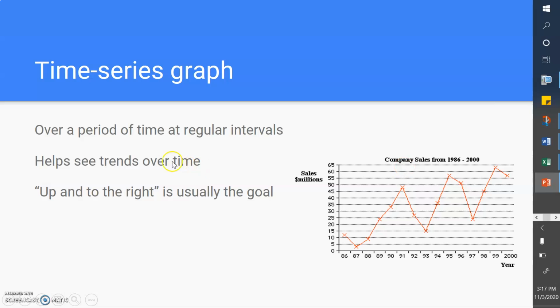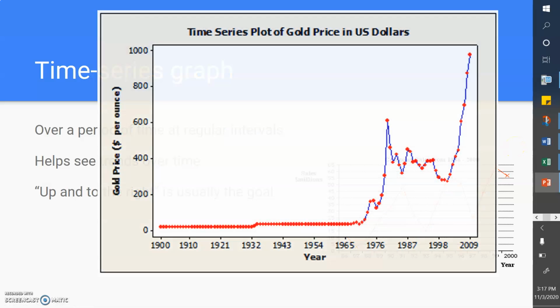Up and to the right is usually the good goal. You'll hear that a lot in different things. You'll say, oh, I'm trending up and to the right. Well, that means they're doing something well and things are getting better over time. Now you can still have a couple dips here and there, but if your trend overall is going up and to the right, then you've got a good thing going on and you want to continue that.